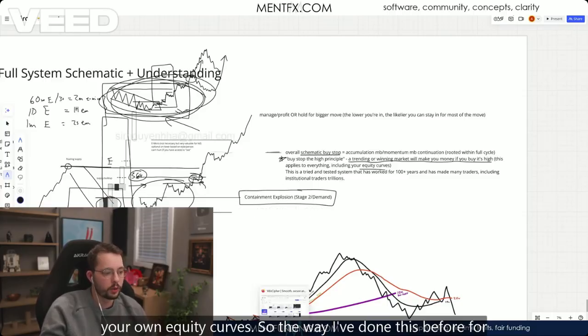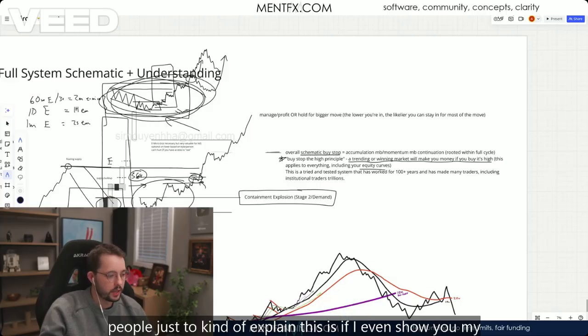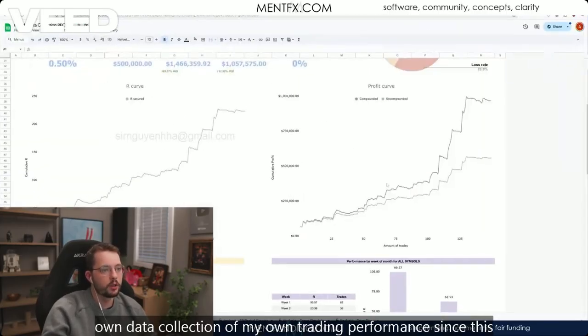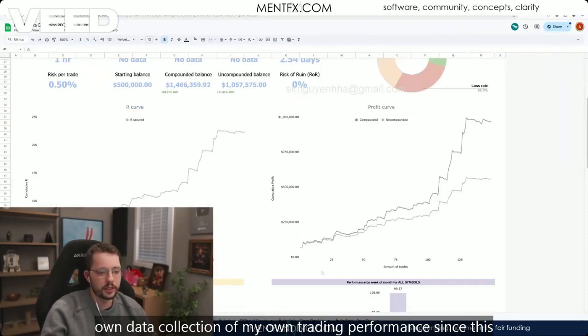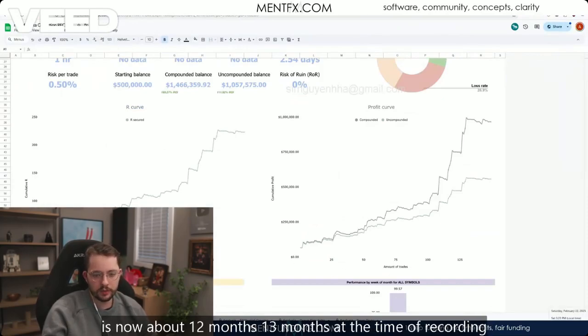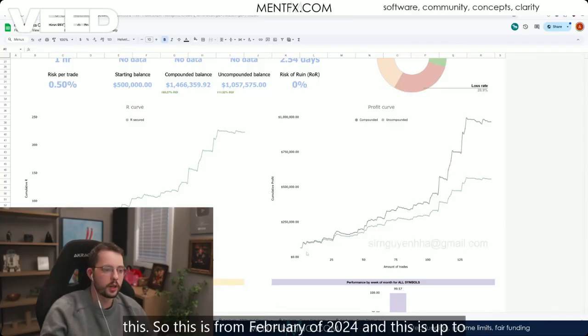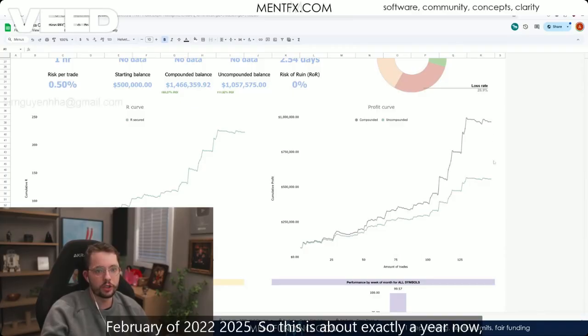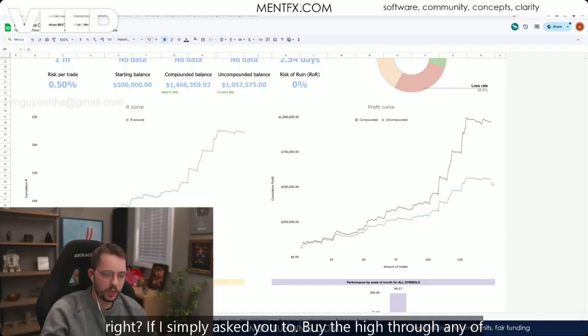So the way I've done this before for people, just to explain this, is if I show you my own data collection and my own trading performance, since this is now about 12 or 13 months at the time of recording this. This is from February of 2024 up to February of 2025. So this is about exactly a year now, right?